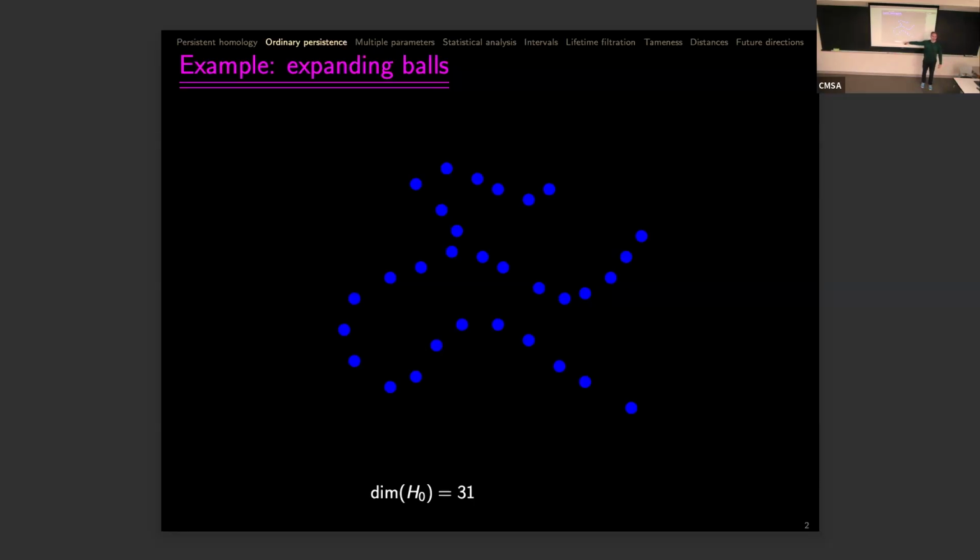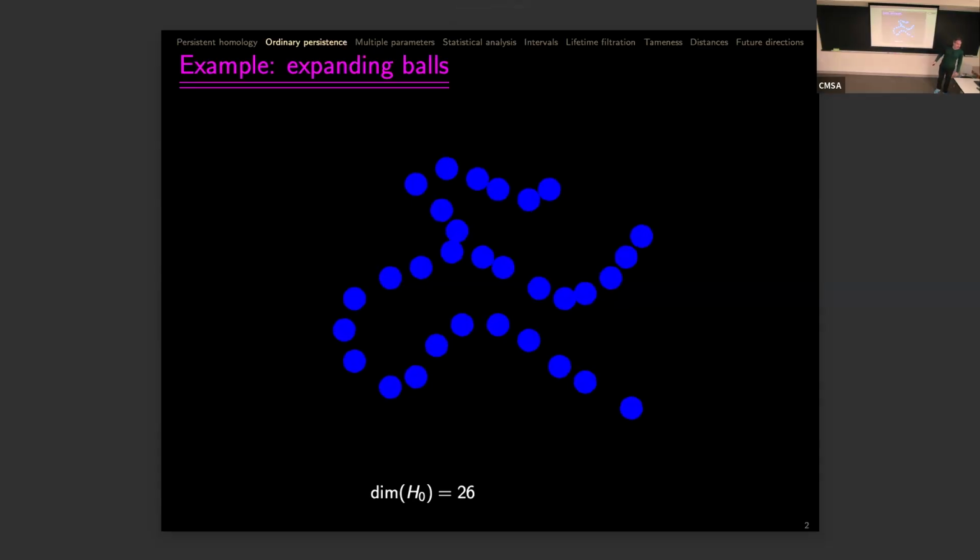So I'm only recording the vector space of dimension 31, which is the homology of the union of these disks. It's not the homology of the set of disks, it's the homology of the union of these disks. Then you increase the radius again, and the homology hasn't changed. When you increase it again, however, now the homology has changed. Now this has only 26 connected components instead of 31.